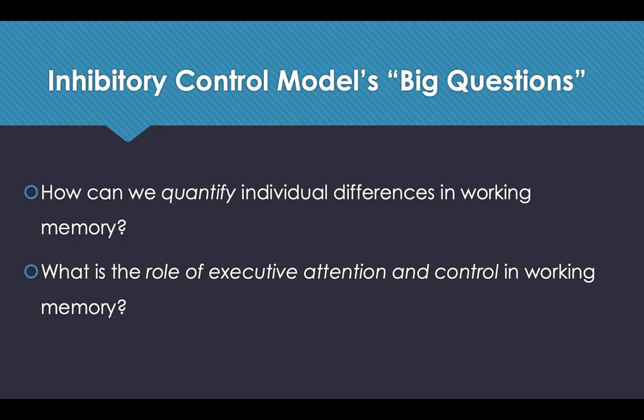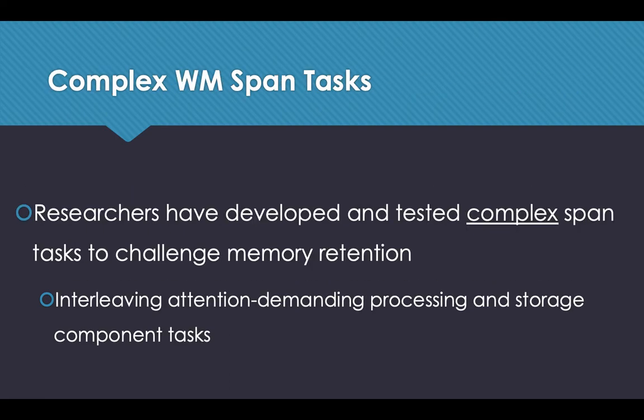So Engle's inhibitory control model asks a couple big questions. How can we quantify individual differences in working memory? And what is the role of executive attention and control in working memory? To answer these questions, researchers have developed and tested complex span tasks to challenge memory retention. Complex in that they are interleaving attention-demanding processing and storage component tasks. So not something as easy as just memorizing a list of numbers or letters.